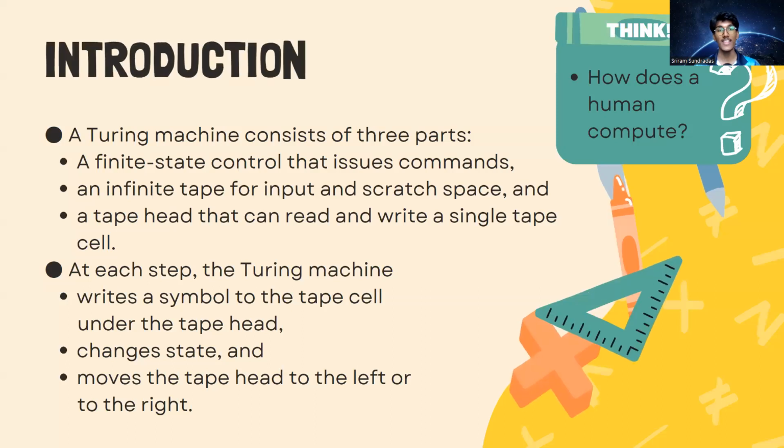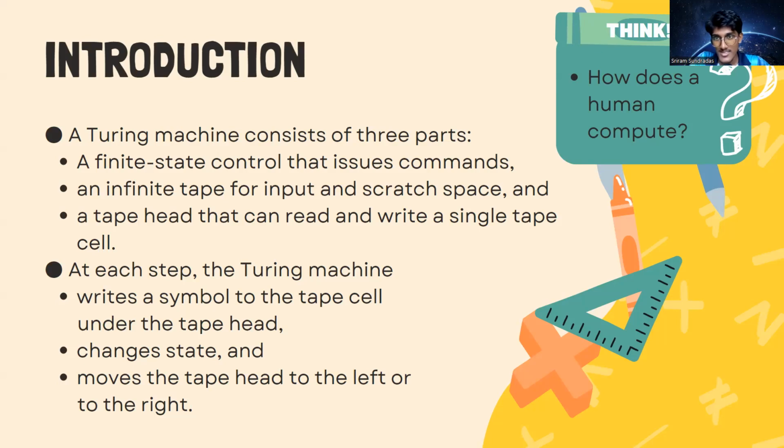And now, let us get into the introduction of the Turing machine. The Turing machine consists of three parts. Firstly, it's a finite state control that issues commands. After that, it's an infinite tape for input and scratch space. And lastly, a tape head that can read and write a single tape cell. We have to know that at each step, the Turing machine writes a symbol to the tape cell under the tape head and changes state as well as moves the tape head left or to the right. And this we will see much more in depth in the upcoming slides.